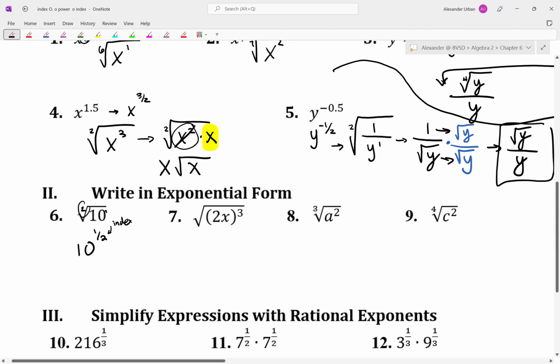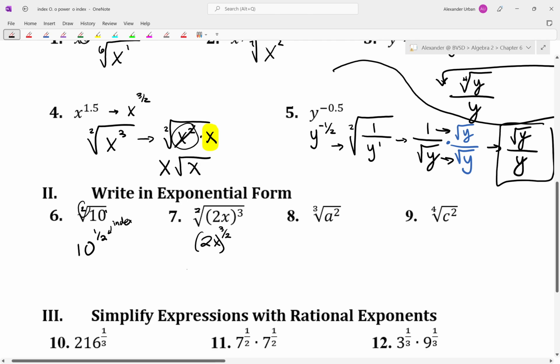We have 2x cubed inside of a square root. I think we can do some simplification first. Now we don't have to, so we can end up with this first. We can have 2x to the 3rd power divided by 2. So this is really what it's interpreted as. We have 2x raised to the 3/2 power.